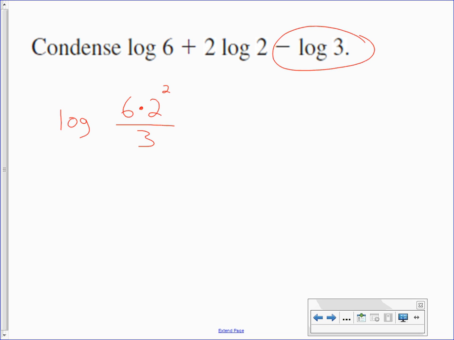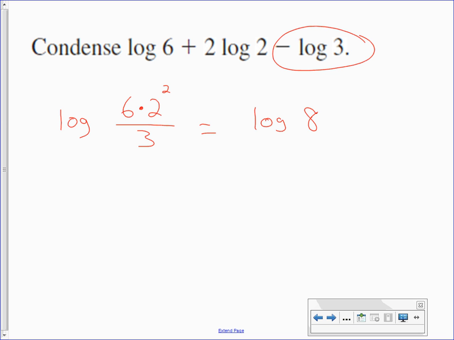Everybody agree with that? All right. What's 6 times 4? It's 24 divided by 3. 8. There's your answer. You don't have to enter the actual decimal value. I really could care less what the decimal value of that is.